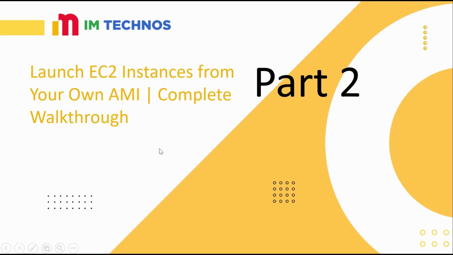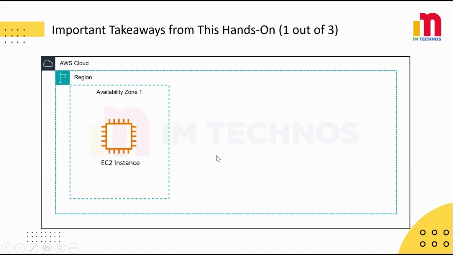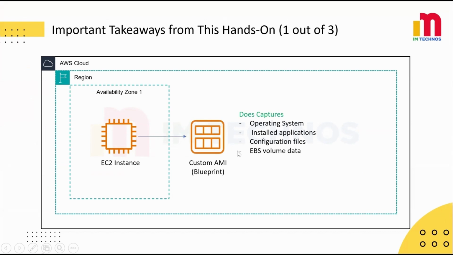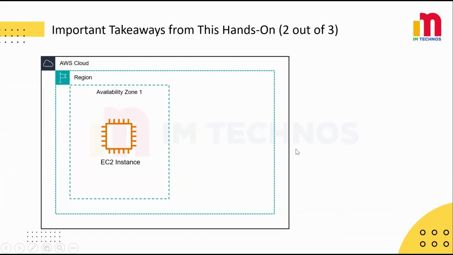So let's get started. Here are a few practical insights to keep in mind while using AMIs. When you create an AMI from an EC2 instance, it captures the operating system, installed applications, configuration files, and EBS volume data, which is essentially the system state at that point in time. However, it basically excludes instance-specific settings like the instance type, security groups, key pairs, or IP addresses. That means when you launch a new EC2 instance from this AMI, you need to configure these settings again manually during the launch process.